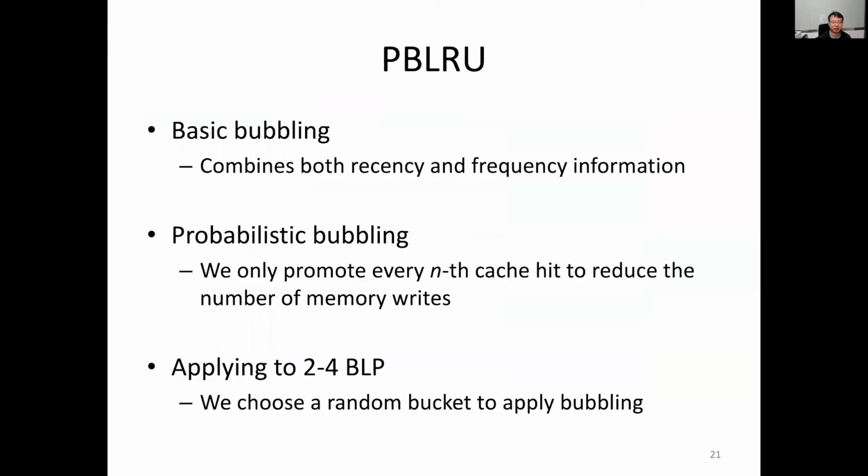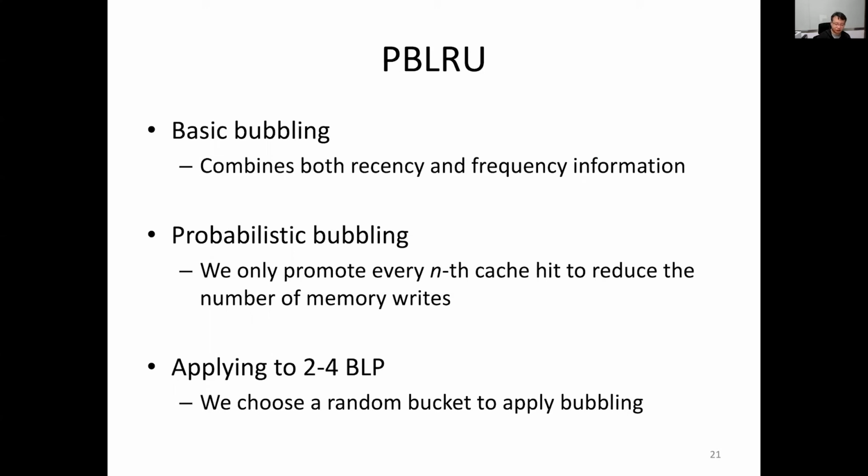So this bubbling can combine both the recency and frequency information, right? We talk about the recency, and frequency is also quite easy to understand. If you access a key multiple times, it is guaranteed to be stored in the front of the bucket. But this basic bubble LRU still has some high cost in terms of memory writes, because every time we have a cache hit, you have to swap two consecutive entries in the bucket, and that requires a memory write.